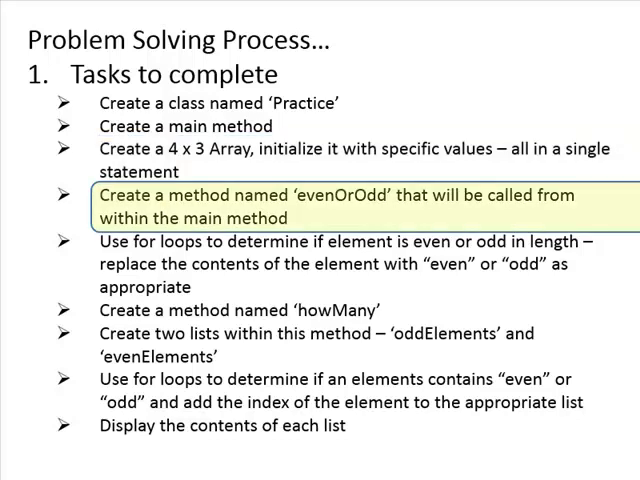We also need to create a method named evenOrOdd, and that method must be called from within the main method, which means that we're going to have to pass the array that we create in the main method over to the evenOrOdd method, which means we need to create parameters to receive that. And based on the code that I've looked at so far, it's worth our time to review some of that.